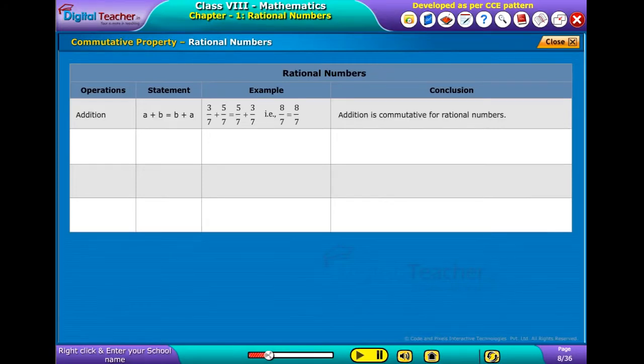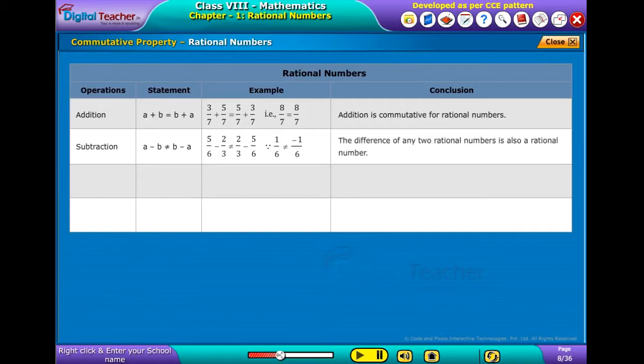Under subtraction, it states that the change in the order of two rational numbers changes the result when subtracted. For example, 5 by 6 minus 2 by 3 is different from 2 by 3 minus 5 by 6. It concludes that the difference of any two rational numbers is also a rational number.